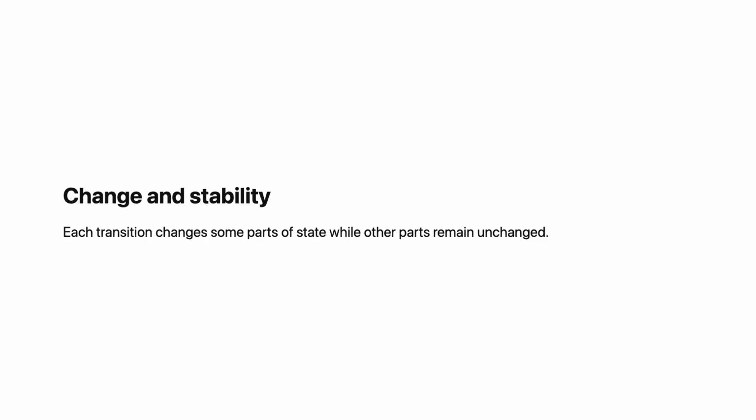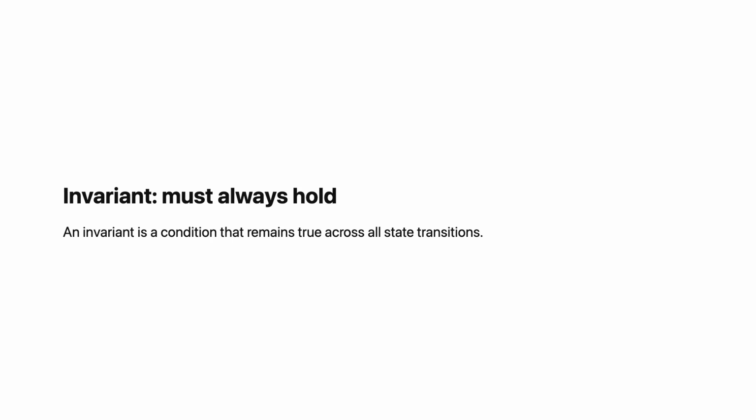Now I introduce another important term, invariant. An invariant is a condition that must always hold. Think about what this means. As your program runs, the state changes constantly, transition after transition, but some conditions should remain true throughout. These conditions are invariants. For example, imagine a bank account. The balance changes with every transaction, but there might be an invariant. The balance should never be negative. No matter what transactions occur, no matter how the state changes, this condition should always be true. The balance is always 0 or greater.